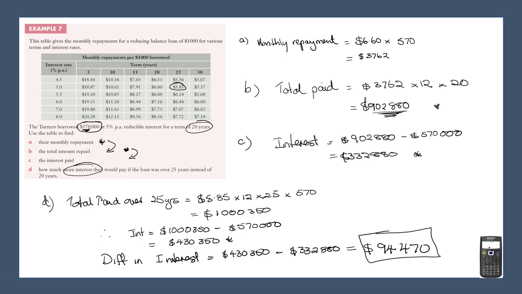Why do people do it? I guess it might depend on how much they can afford to pay monthly. If you can afford to pay monthly $3,762, well, good. It's going to save you in the long run $94,000.